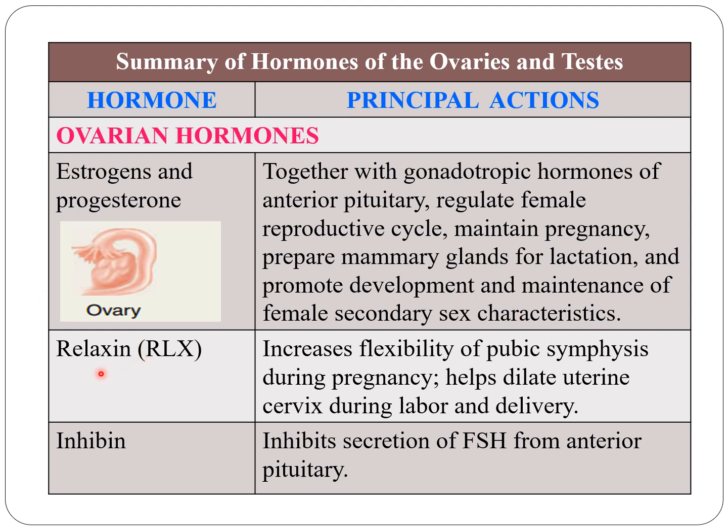The next hormone is relaxin, RLX. It increases the flexibility of the pubic symphysis during pregnancy and helps dilate the uterine cervix during labor and delivery. The next is inhibin. It inhibits the secretion of follicle stimulating hormone, FSH, from the anterior pituitary.